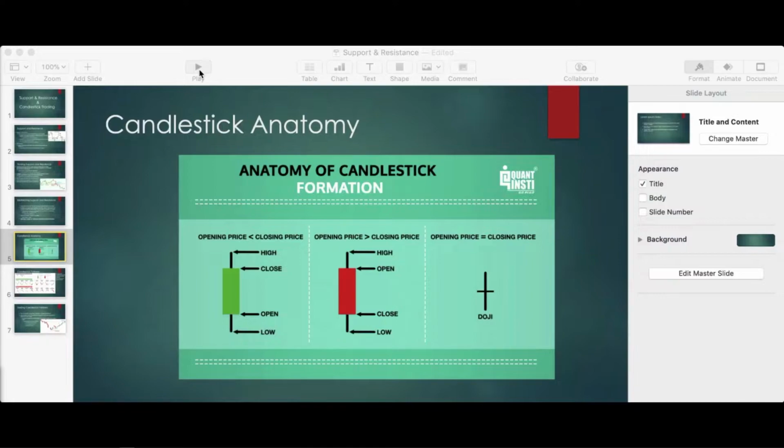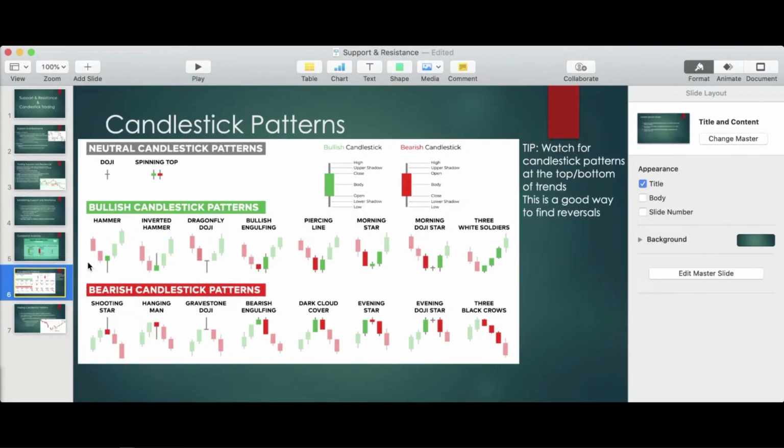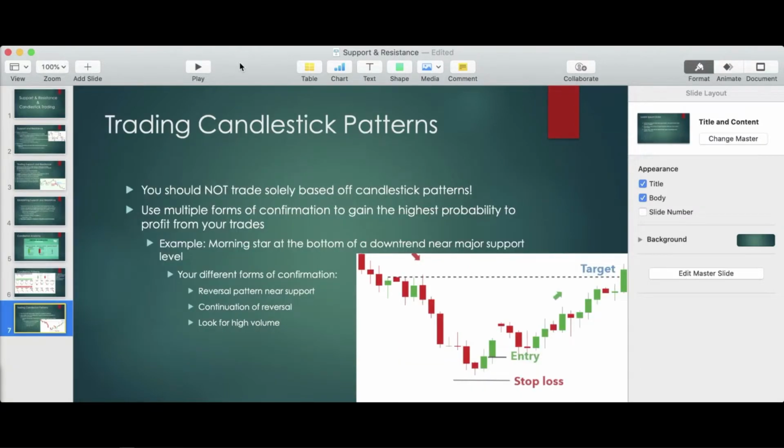Are you showing that? Because I only see the anatomy of the candlestick on my screen. Did it not switch over? There it is. Thanks. Can you still see it? Yeah, I can see the candlestick patterns now. All right. Is my screen switched or is it still on the candlestick pattern? It hasn't switched yet. Is it good now? There you go.